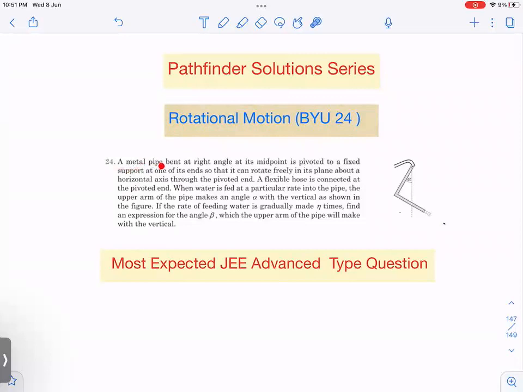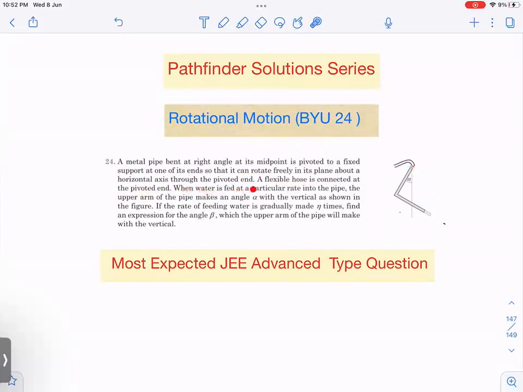The question is, there's a metal pipe. It is bent at right angle at midpoint. So this is equal to this, and this is the hinge. Now it can rotate freely. So if this is the hinge, it can rotate freely in its plane. And then there's a flexible hose pipe connected at the pivot end. So here you can see this is the pipe.